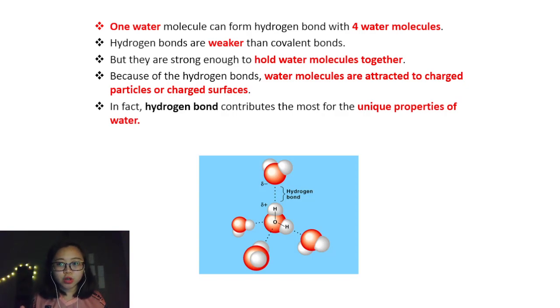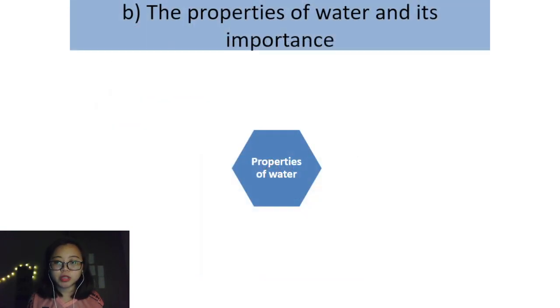Because of these hydrogen bonds, water molecules are attracted to charged particles or charged surfaces. Okay, so this is why it can form bonds with charged particles. In fact, the hydrogen bond contributes to the most of the unique properties of water. Okay, so water is so special, it's so able to support our life because it has these following unique properties. So what are the properties of water? The unique property of water, number 1 is it is a universal solvent.